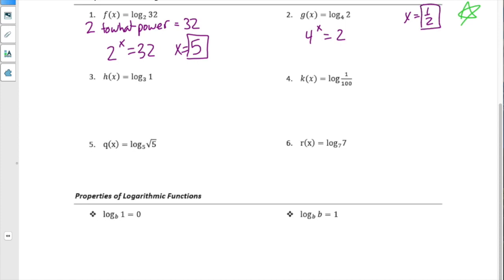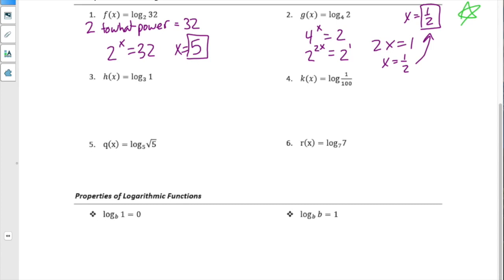I could actually take the 4 and rewrite it as 2 squared. And then when I have a power, I multiply. So 4 to the x is actually 2 raised to the 2x. And this equals 2 to the first. So I know that 2x has to equal 1, and then x would have to equal 1/2. So if you don't recognize that the square root is that, you can do it this other way. All right?